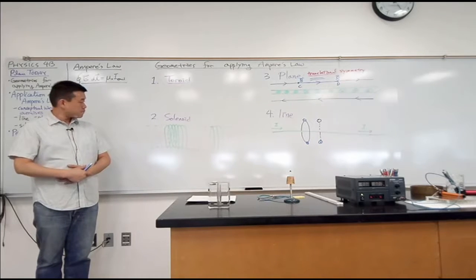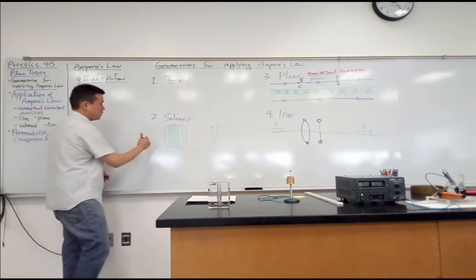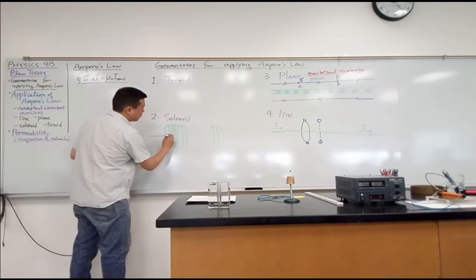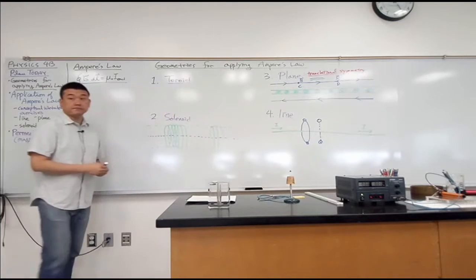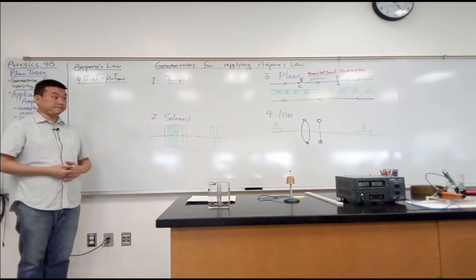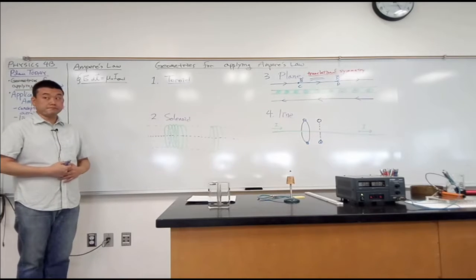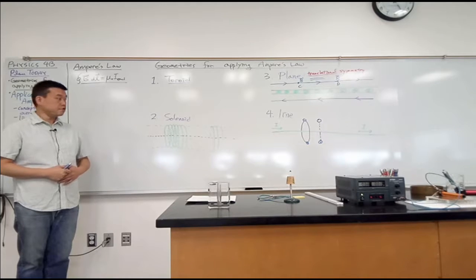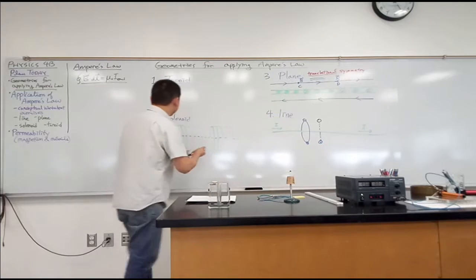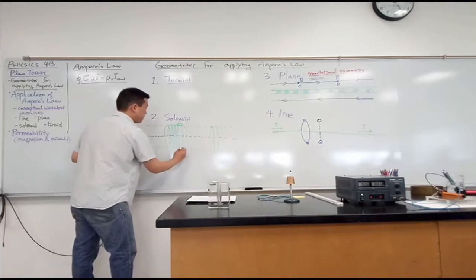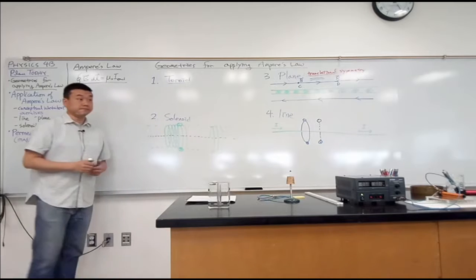What do you think the magnetic field direction will be along the very center of the solenoid? Straight. Oh, wait, I didn't specify the current direction, right? Let's say current is coming out of the board here, going into the board here.